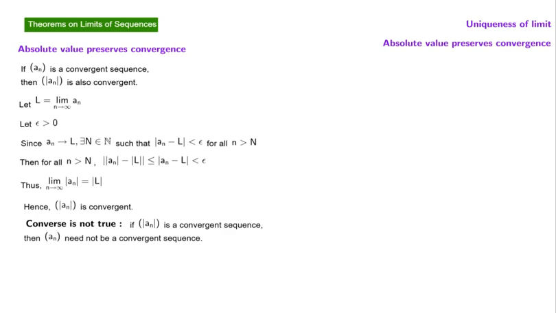Absolute value preserves convergence. Now, every convergent sequence is bounded. That means it has a lower bound and an upper bound. So limit as n goes to infinity of a sub n is equal to L. Let's take epsilon equal to 1. We can take anything.